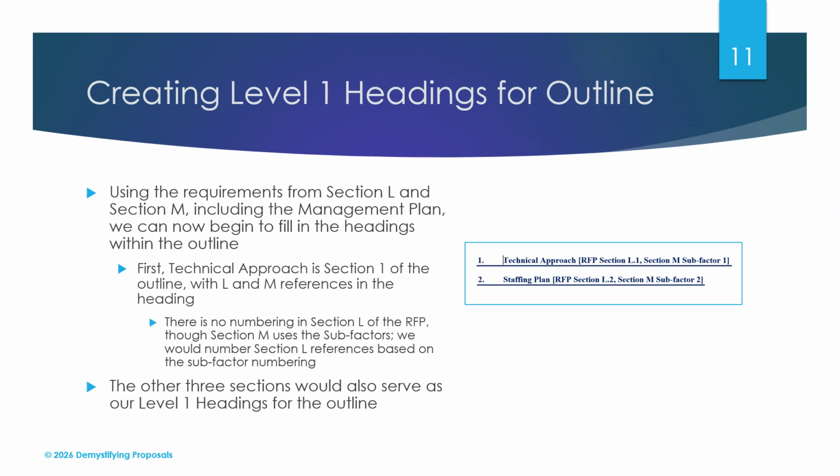So I just use the subfactor number. Same thing with staffing plan. Staffing plan is section L2 and also subfactor 2 from section M. The other sections would then also serve as our level 1 heading for the outline.